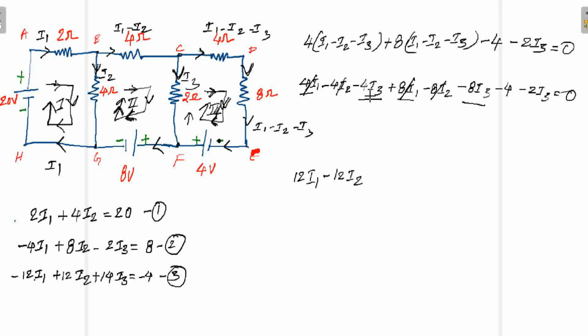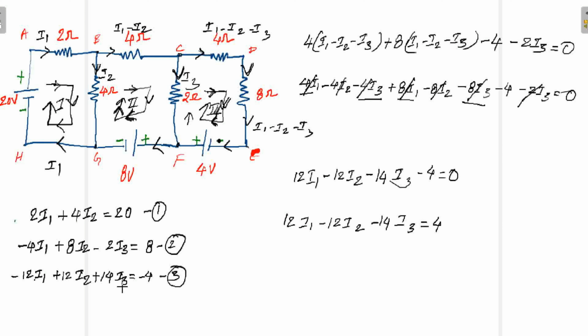I2. So in 8 for the 12, 4 8 plus 4 12 plus 2, minus 14 I3. So we have completed this also: minus 14 I3 minus 4 equal to 0. From this you can write 12 I1 minus 12 I2 minus 14 I3, which is equal to 4.